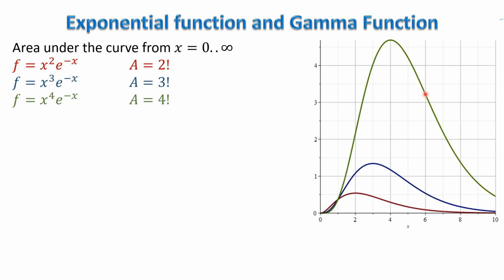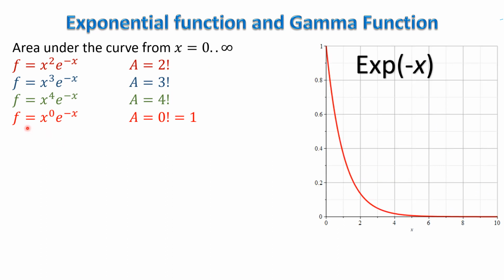Now we are interested in finding the area under the curve. For this we have to work out the integration of x to the power n e to the power minus x dx, where x rolls from 0 to infinity. This leads to the value n factorial. You can observe here for x square we have area under the curve 2 factorial. Similarly, for x cube we have area under the curve 3 factorial, and so on and so forth.